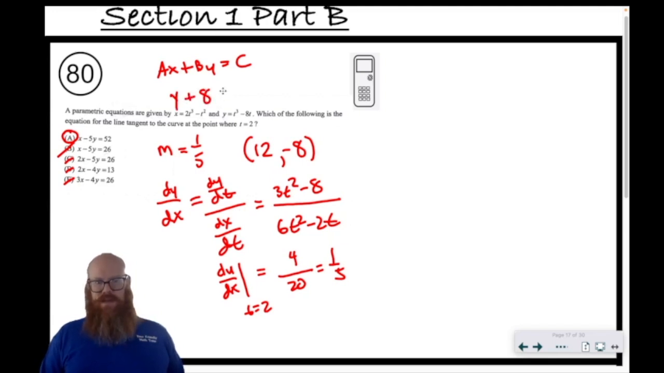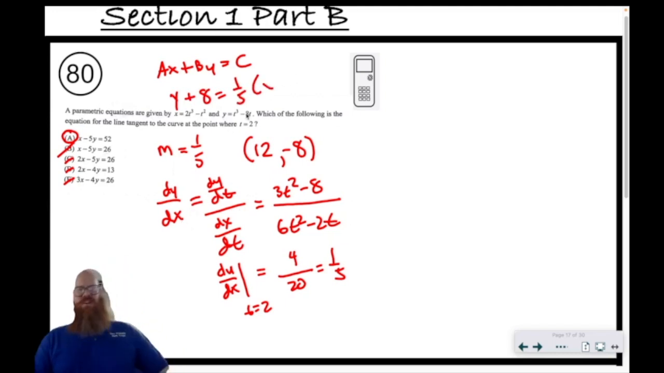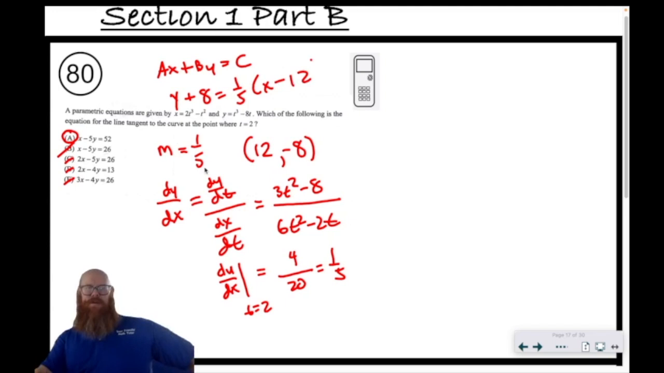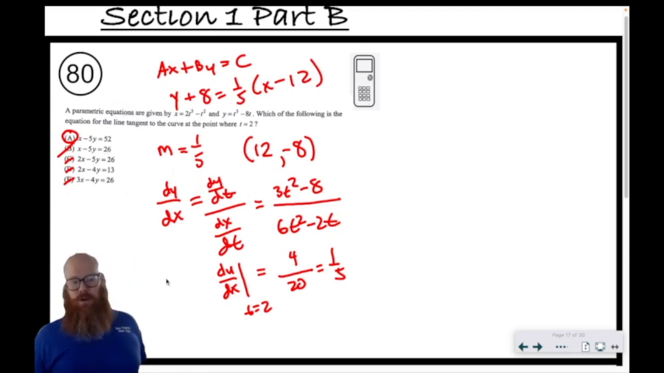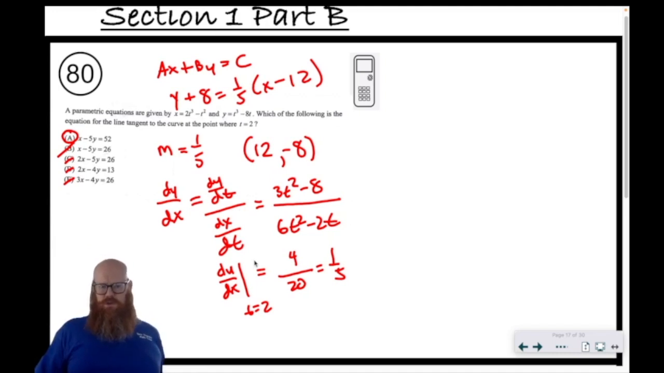Again, if this were open-ended, you would do it this way. You would do y plus 8 equals 1/5 times x minus 12. Then you distribute, or you can multiply through by 5. You'd have to get the x's and y's on both sides. It'd just be a little bit of extra work. I find it easy to use your answers and the level of math that we're doing. Hopefully we can do those quick things in our head and use the answer to meet us where we are.